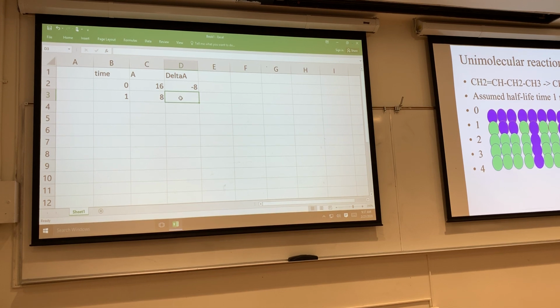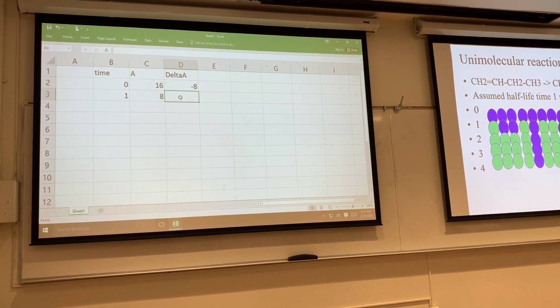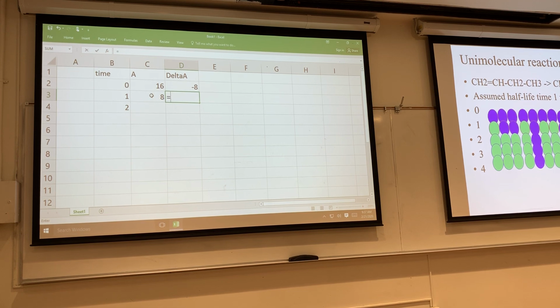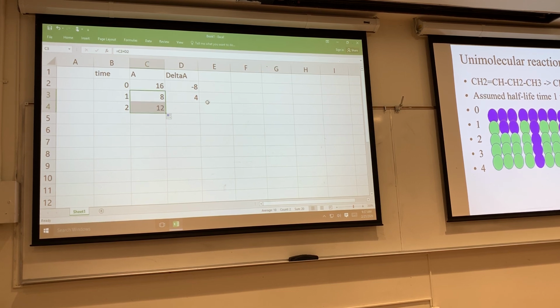Now, of those ones here, how many will decompose between 1 minute and 2 minutes? Between 1 minute and 2 minutes, it's again 1/2 of those, correct? Half of those ones which are left, half of my molecules A will decompose. So this is really this one here divided by 2, 1/2 times that. Okay. And they are decomposing, so it is a negative value.